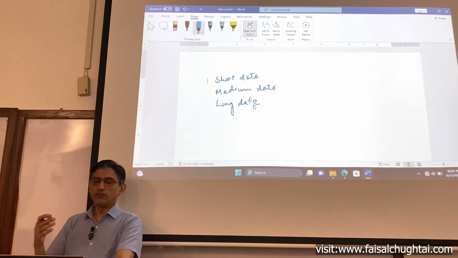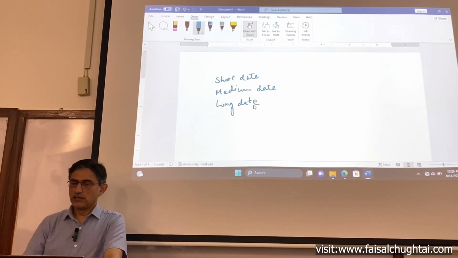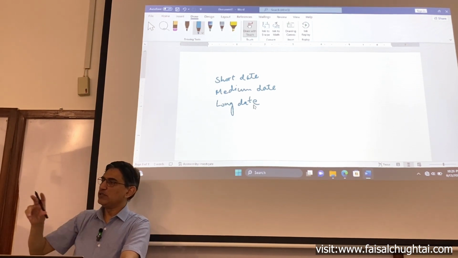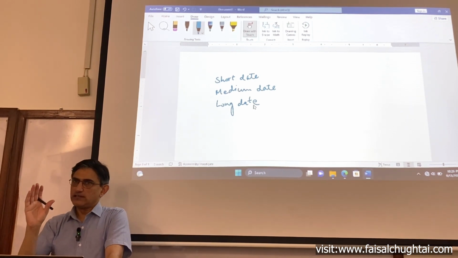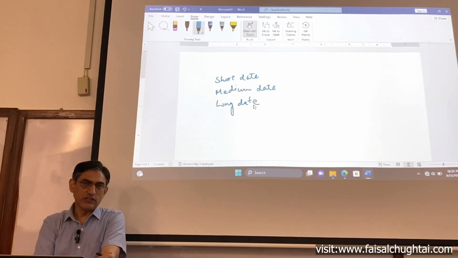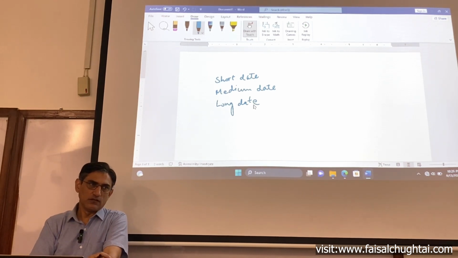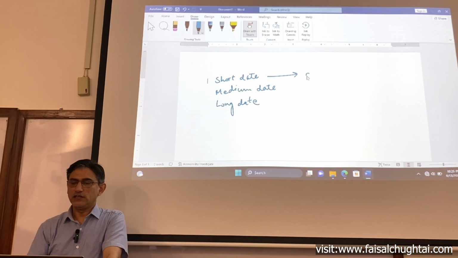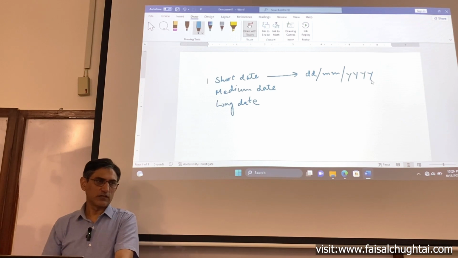Short date, medium date, long date formats. Now, a short date would be a date that only has the day, month, and the year parts mentioned in numeric form. For example, if I write something like this, D slash M and, this is a short date format.